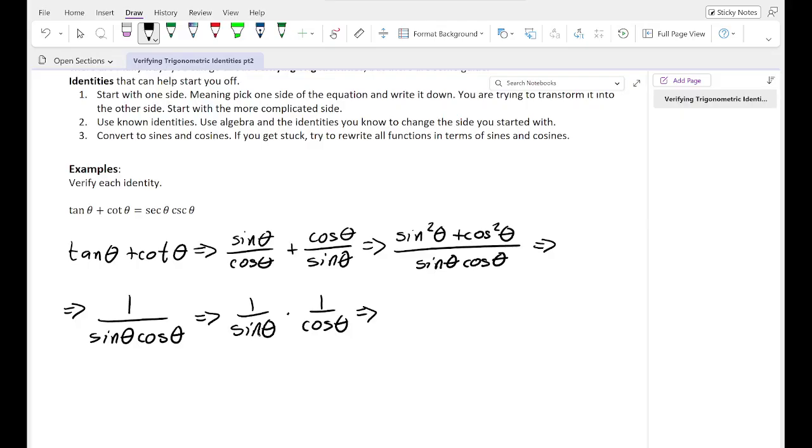Well, 1 over sine is just cosecant, so cosecant theta, and 1 over cosine is just secant, so times secant theta. Now this is the exact same as the beginning, but it's not in the right order, but it doesn't matter, it is the same. However, if you really want to, and it's not wrong to, you can just rewrite the order. Secant theta, cosecant theta. Again, proving that the left-hand side equals the right-hand side. You don't have to rewrite the order like this, but if you want to, it's not wrong to.